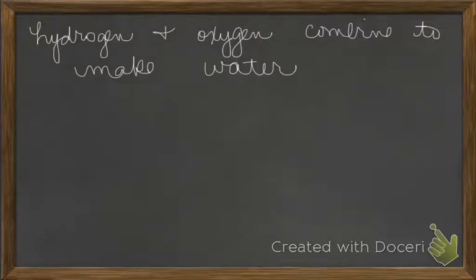When we are writing chemical equations, we have to write the equations and we have to balance the equations. So let's look at writing equations. If I made this statement, hydrogen and oxygen combine to make water, how could we write that in chemical equation form? Hydrogen and oxygen are my reactants.